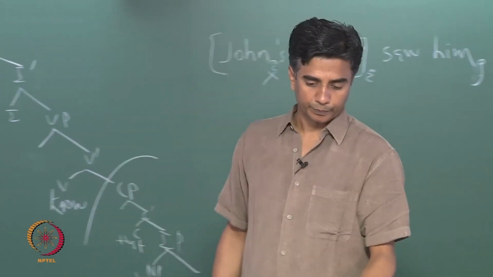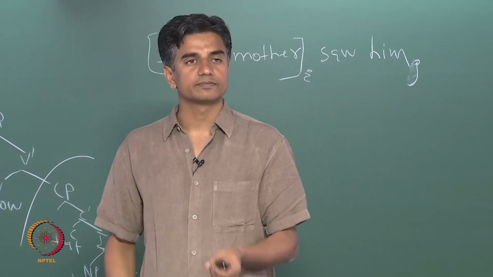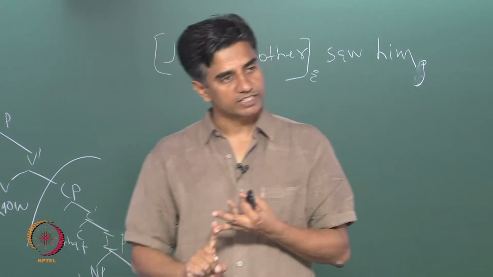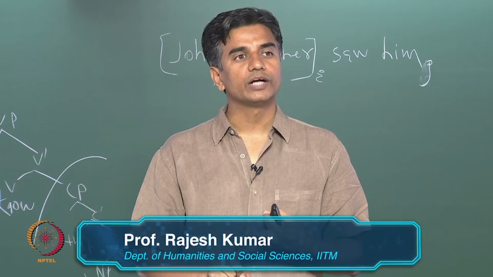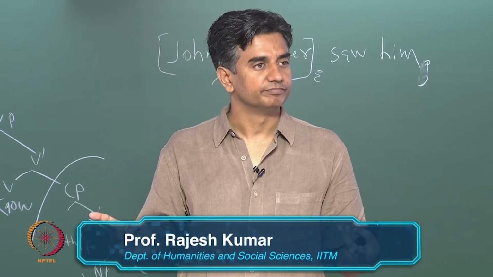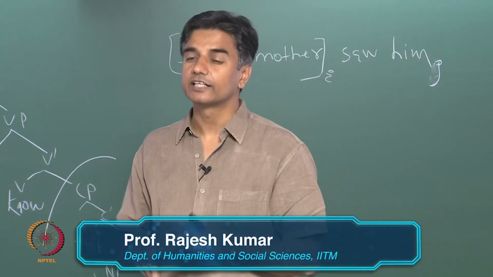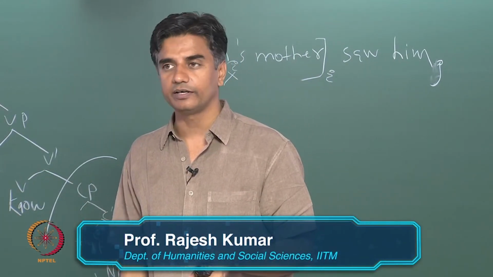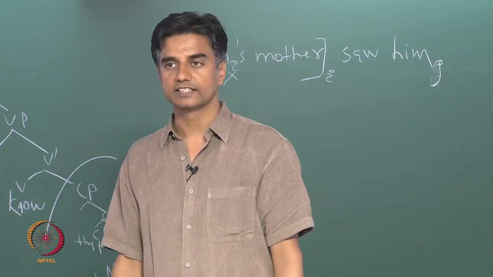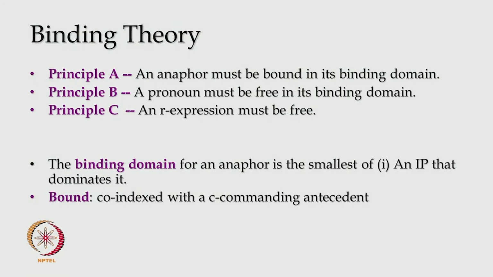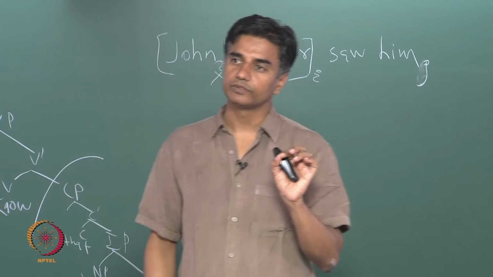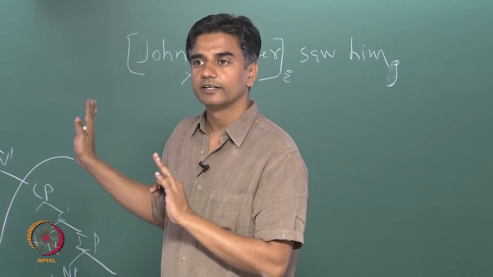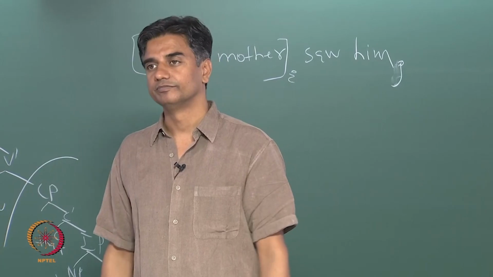So, R-expressions must be free everywhere, anaphors must be bound, and pronouns must be free in the binding domain. Pronouns could be bound, that is, co-indexed with something outside the binding domain, but within the binding domain they must be free. These are the 3 principles of binding theory, in which we need to understand binding domain and what we mean by being bound, with the notion of IP, X-bar and C-command. That's all. Okay.